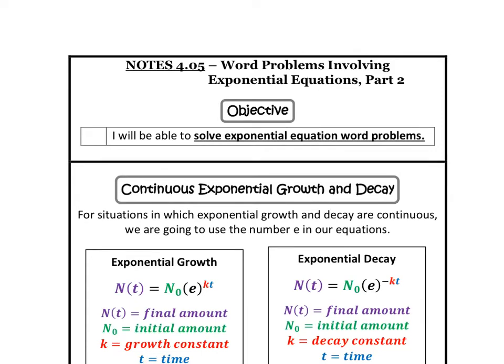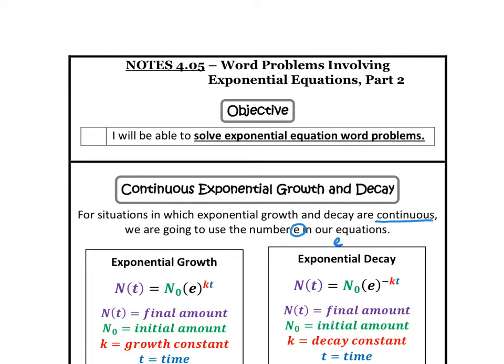Good morning, guys. Today we're going to continue on our notes with word problems involving exponential equations. This is part 2 of our notes from last lesson. And we're going to be dealing with continuous exponential growth and decay. So whenever we have growth and decay that's continuous over time, we're going to use a number that we've seen before, and this number is e. But again, the key word that we're looking at here is continuous, which means that we're going to be using e.